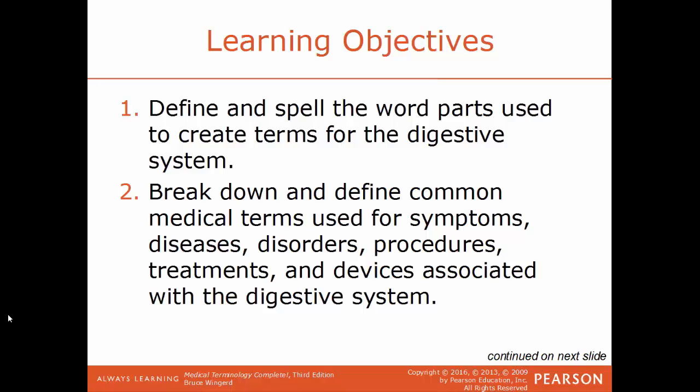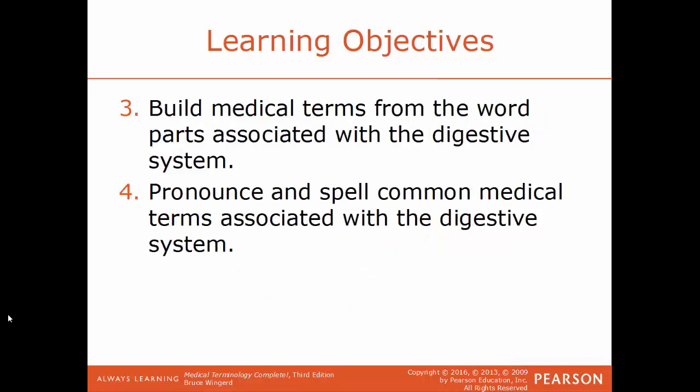Learning objectives for this chapter. Define and spell the word parts used to create terms for the digestive system. Break down and define common medical terms used for symptoms, diseases, disorders, procedures, treatments, and devices associated with the system. Build medical terms from the word parts associated with the system. And lastly, pronounce and spell common medical terms associated with the digestive system.